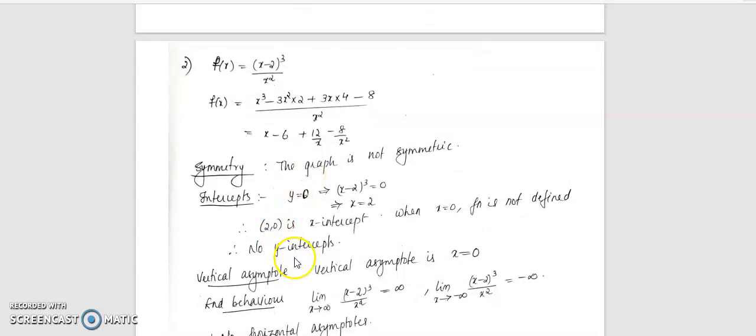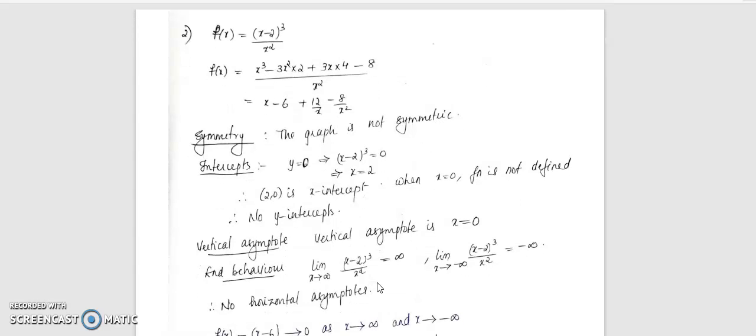Next we'll look at the end behavior. This is the expanded form of the function: x minus 6 plus 12 by x minus 8 by x square. The highest degree term is x. So the limit as x tends to infinity, f of x will be infinity. The other terms go to 0, so here we get infinity. And the limit as x tends to minus infinity is going to be minus infinity. So the limits are infinite, and there will be no horizontal asymptotes.